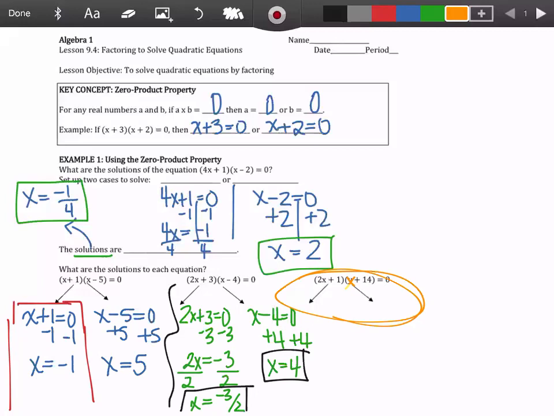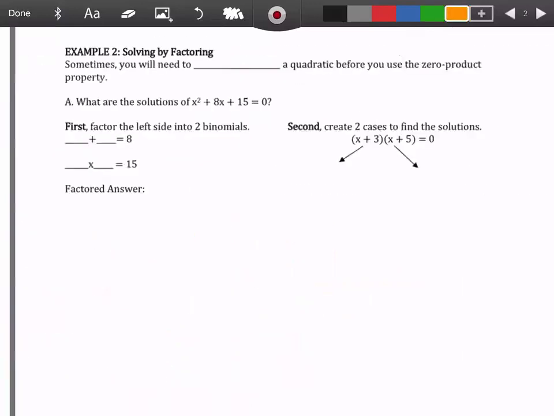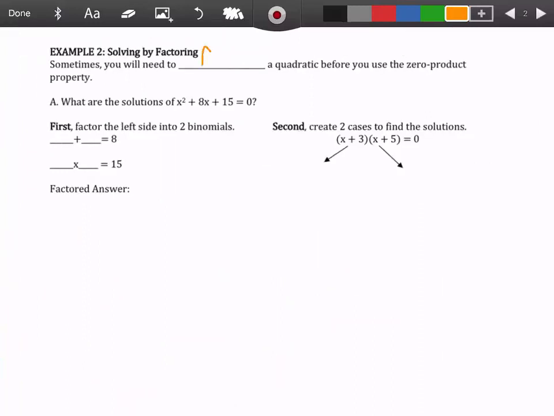We are going to combine this process that we just learned with the process of factoring in the next example. So sometimes we will need to factor a quadratic equation before we use the zero product property. So what are the solutions of x squared plus 8x plus 15 equals 0? So we need to factor this.